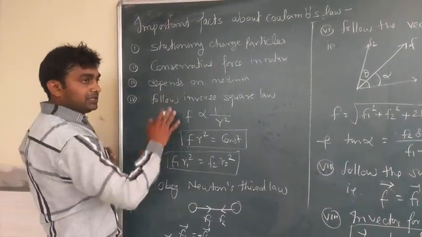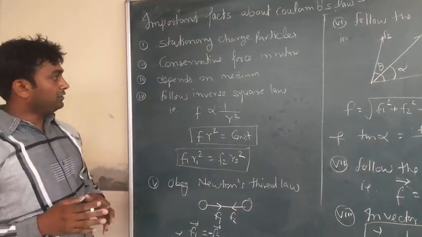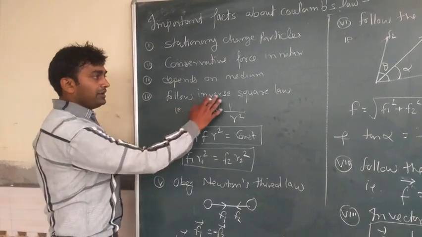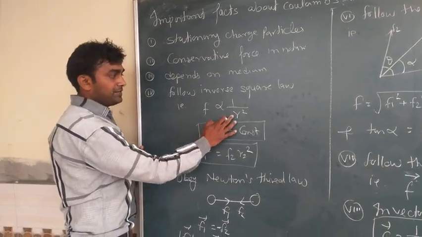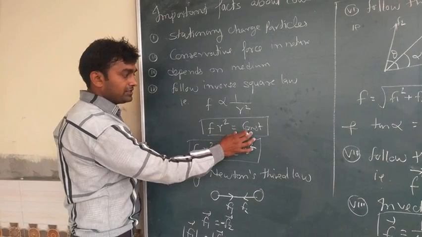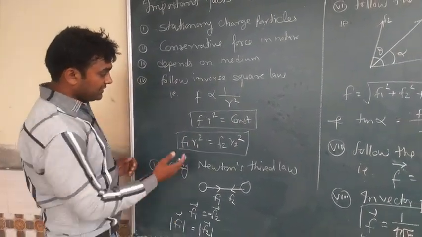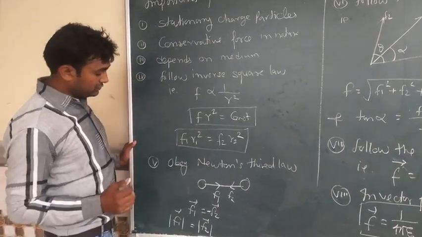Depends on medium. This type of force depends on the medium. If the medium changes, then the force also changes. Follow inverse square law, that is F is inversely proportional to r squared, or F r squared is equal to a constant. If the distance between two charged particles changes, then the amount of force acting between them also changes.